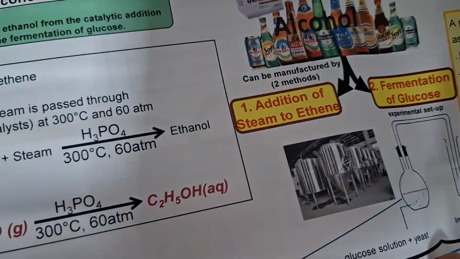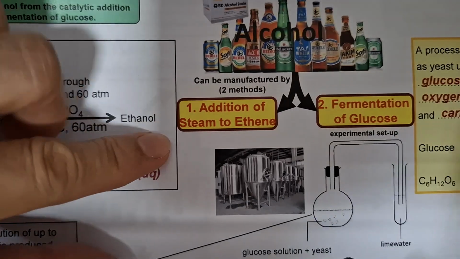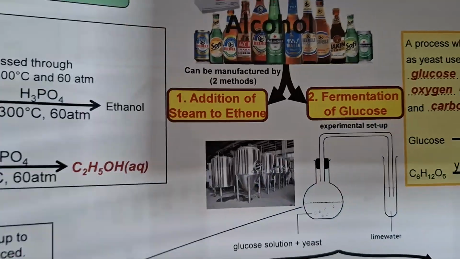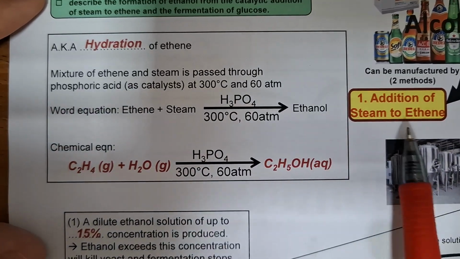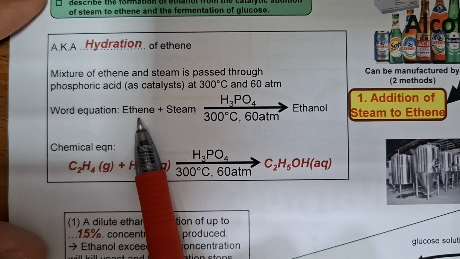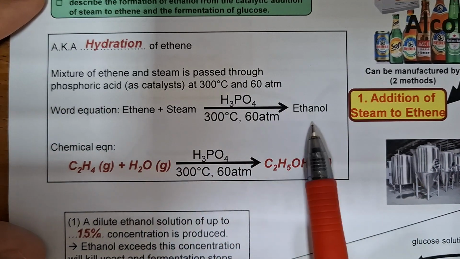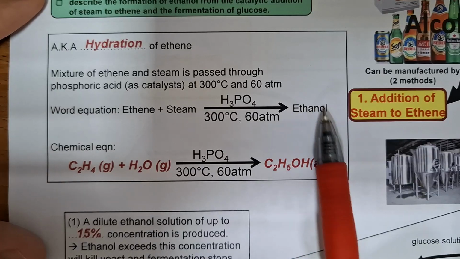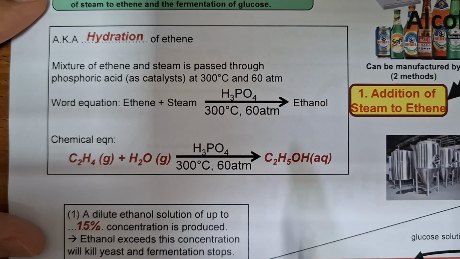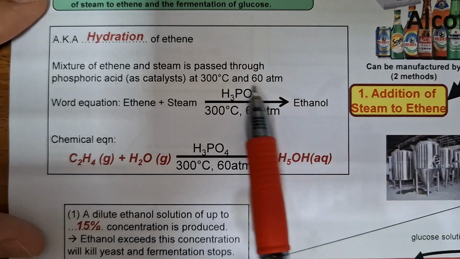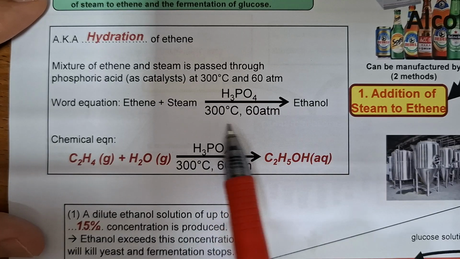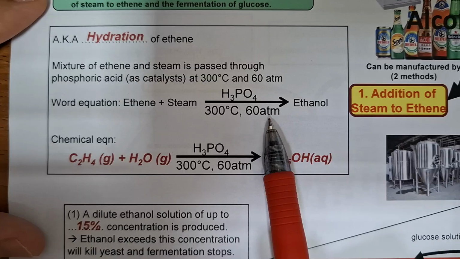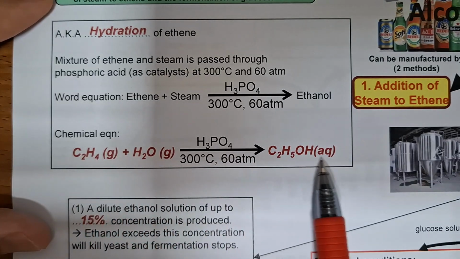Okay, now we look at the manufacture, or how to make ethanol, how to make alcohol. So first is the addition of steam to ethene. Using steam to react with alkene, alcohol, in this case ethanol, is produced. But in order to do that, we need phosphoric acid H3PO4 as the catalyst, 300 degrees Celsius and 60 atmospheric pressure. Okay, this is the chemical equation.